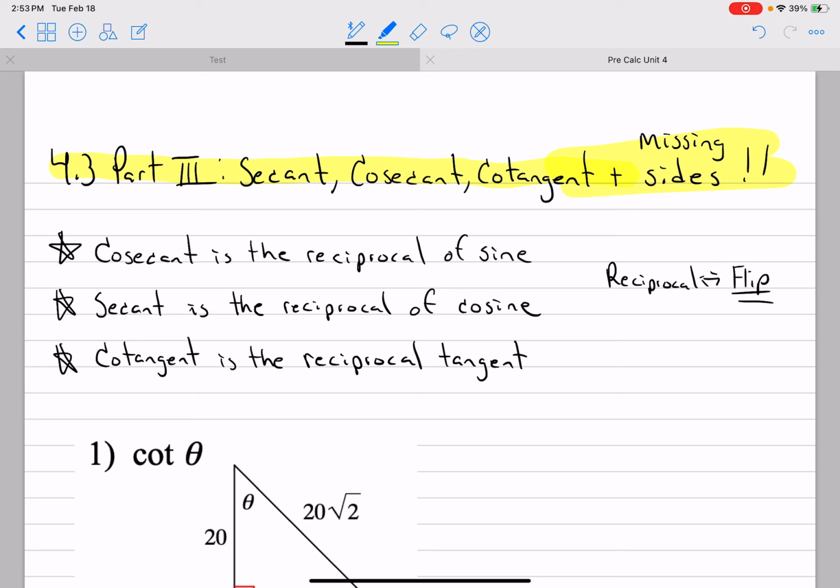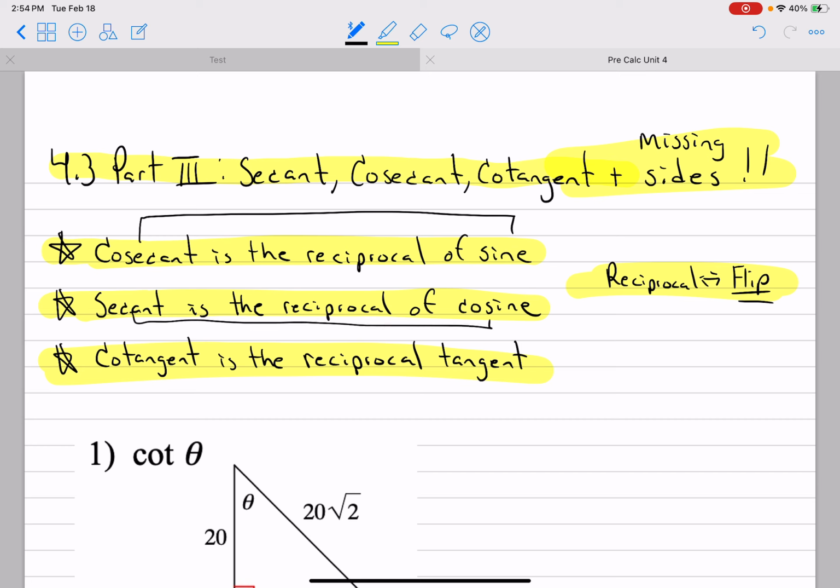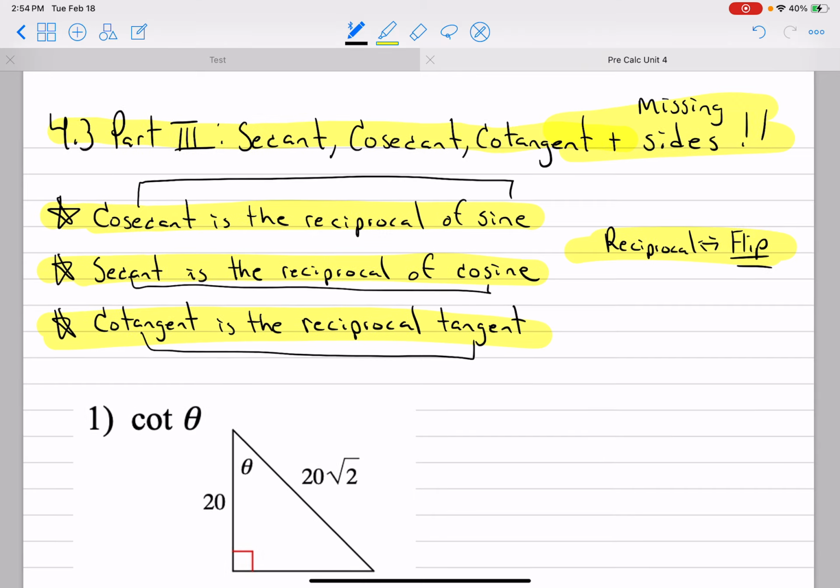Okay. So first of all, what is cosecant? Cosecant is the reciprocal of sine. Reciprocal means it's the flip of sine. Flip the fraction. Secant is the reciprocal of cosine, and cotangent is the reciprocal of tangent. So the thing to remember is that cosecant is connected to sine, secant is connected to cosine, and cotangent, obviously, is connected to tangent. That's the piece you're going to have to remember or make sure you have in your toolkit when we get to that time.